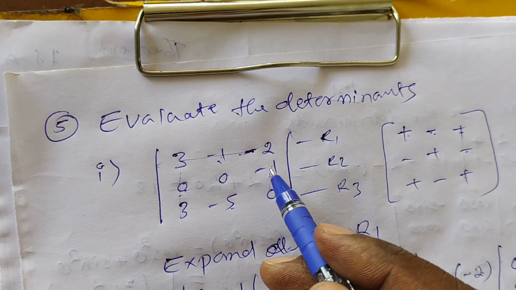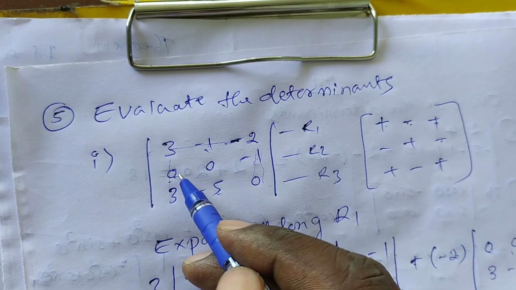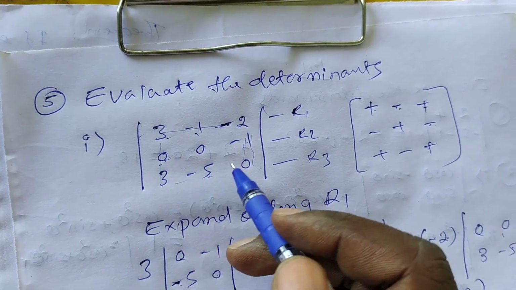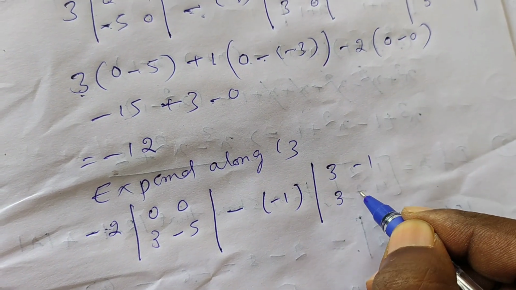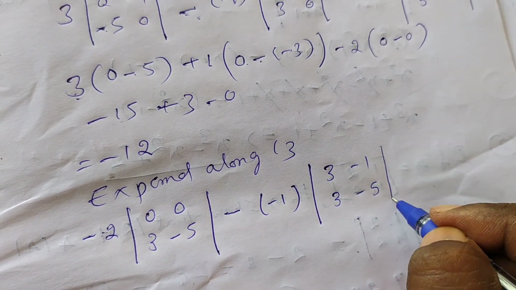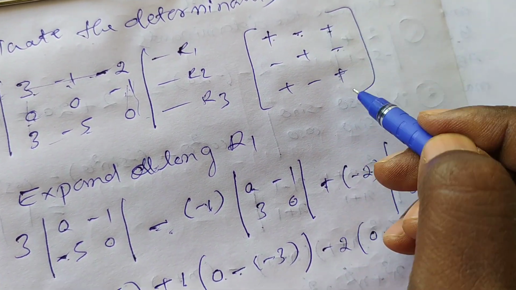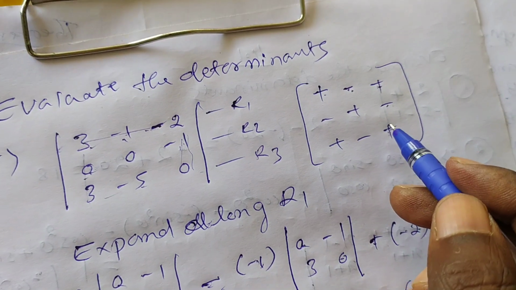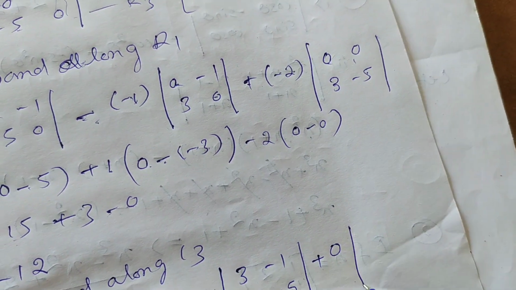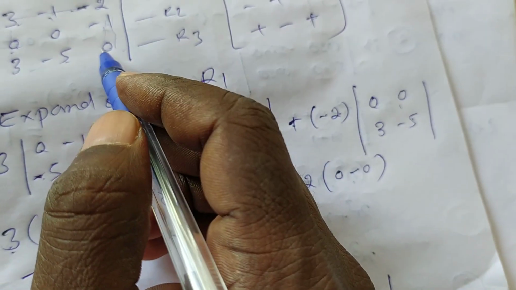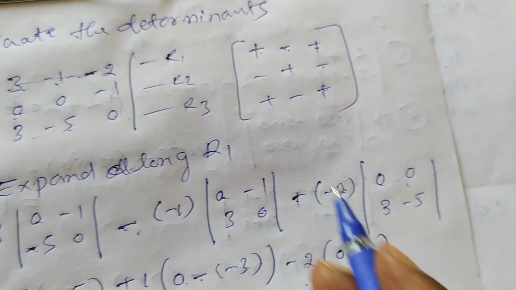Now delete all the elements in the row and column in which minus 1 exists. See here, second row, third column. 3, minus 1, 3, minus 5. Now the sign is plus because you are expanding along C3. In place of here, the element is 0. So delete all the elements in the row and column in which 0 exists. See here, 3, minus 1, 0, 0.